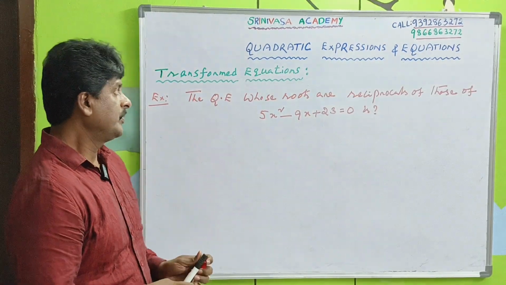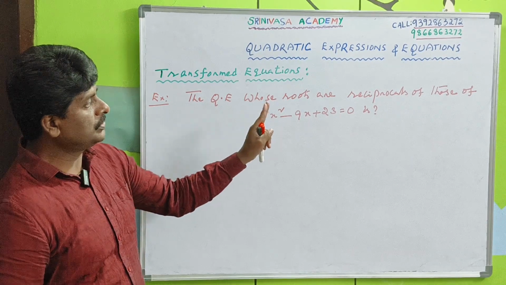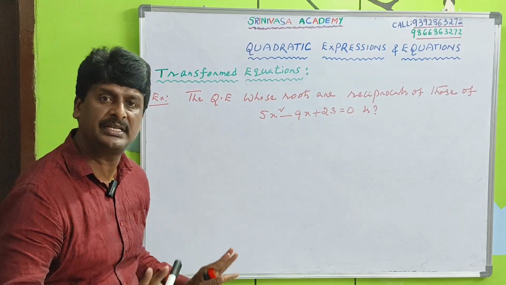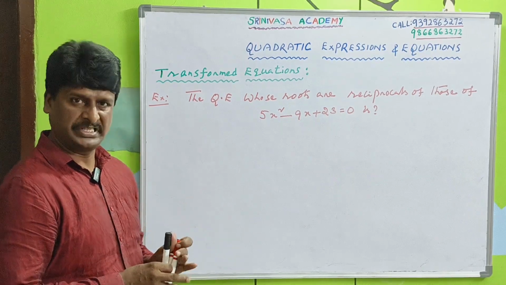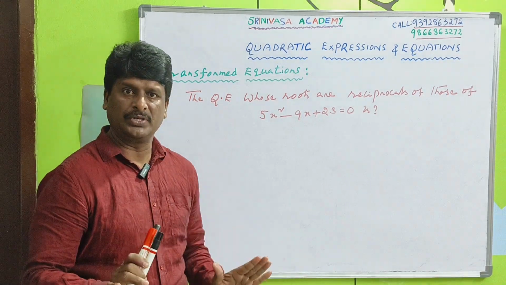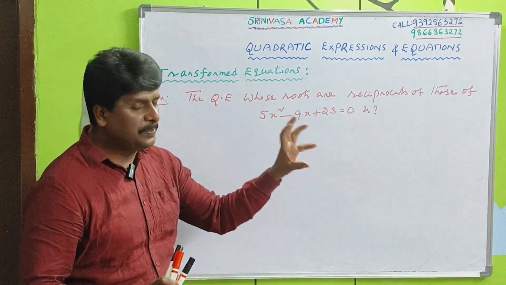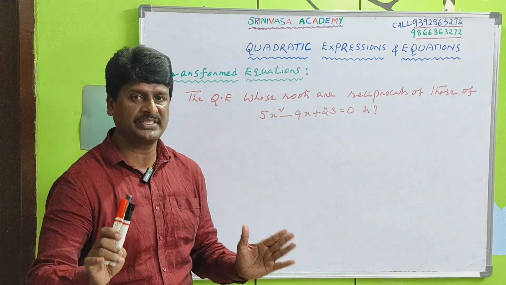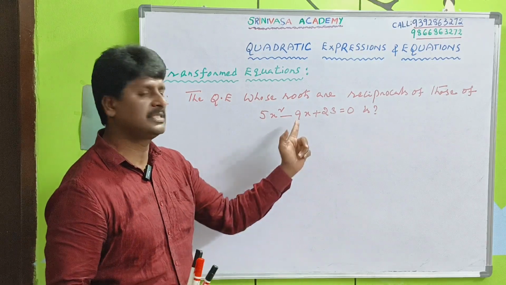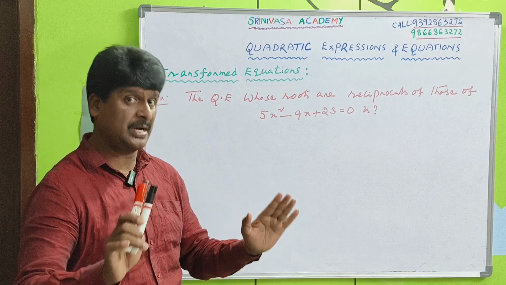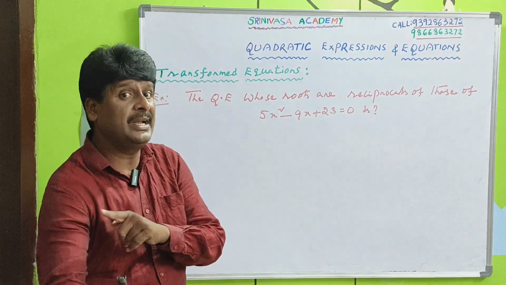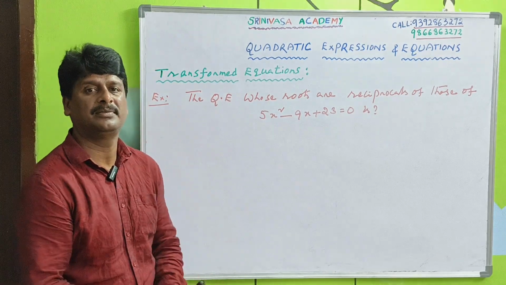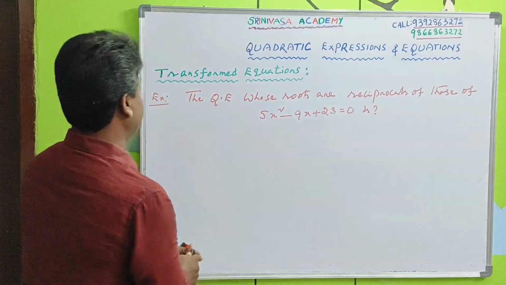See the next question. The quadratic equation whose roots are reciprocals of those of 5x square minus 9x plus 23 is equals to 0. Once again, find the quadratic equation whose roots are reciprocals of the roots of the given equation. Try to understand the question first of all. Suppose the roots of given quadratic equation are alpha comma beta. You find another quadratic equation whose roots are 1 by alpha comma 1 by beta. Okay, so that is the concept here.